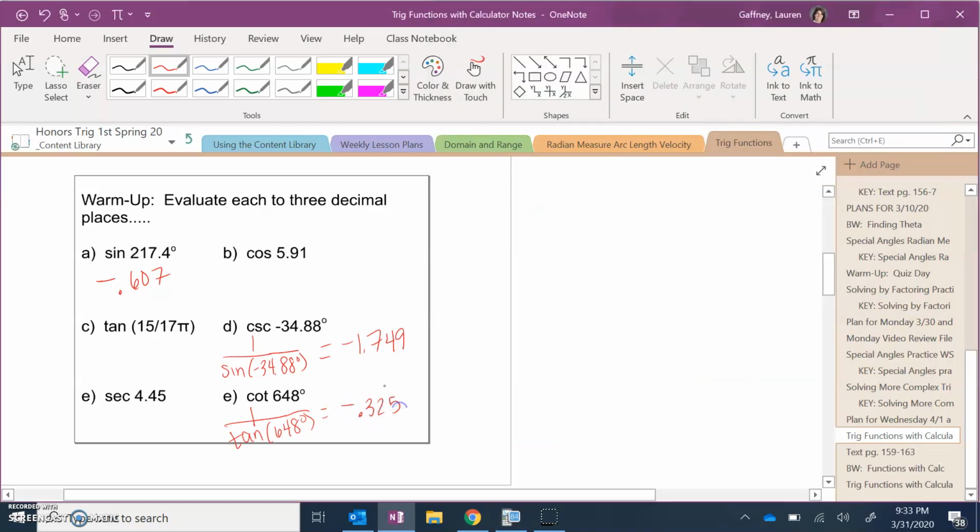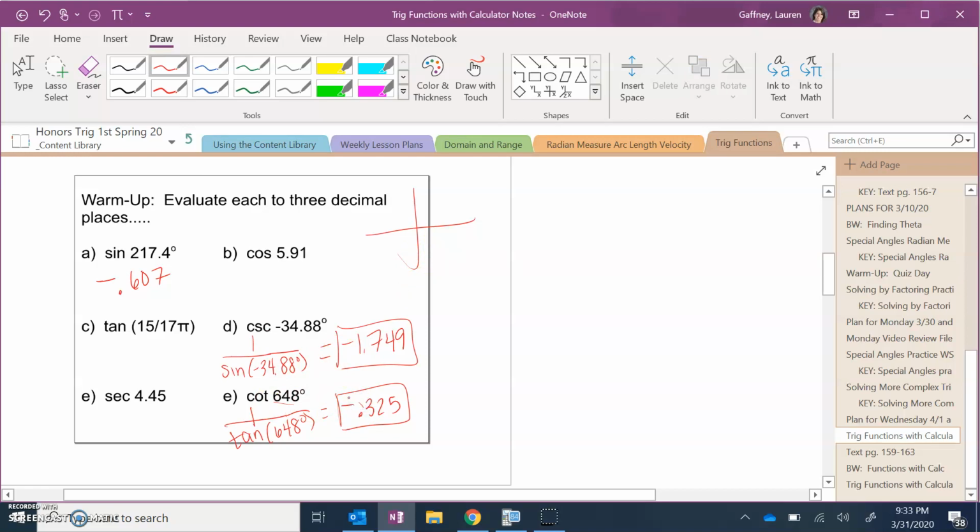And if you think about it, negative 34.88 degrees puts you in quadrant 4, and cosecant better be negative in that quadrant. Cotan of 648 degrees. Oh, so let's go around once. That would be 360. If we take 648 and subtract 360, we get 288. So 288 would put us back here in quadrant 4. This would be 270, so a little bit beyond it, and cotan better be negative in quadrant 4.